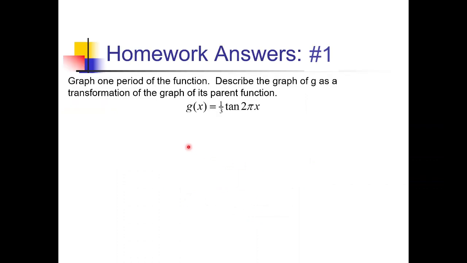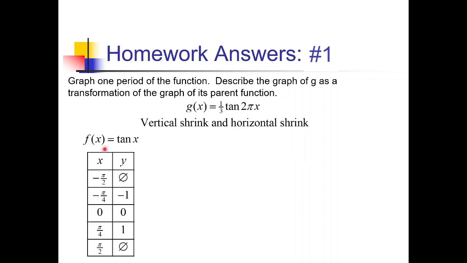On this problem, we're doing g of x equals 1/3 tan of 2 pi x. Let's start with figuring out the transformations happening. The 1/3 out here gives us a vertical shrink. The 2 pi inside, since that's bigger than 1, it's giving us a horizontal shrink as well. And now for the parent table, we have negative pi over 2 through pi over 2 with all of the asymptotes and points in there.